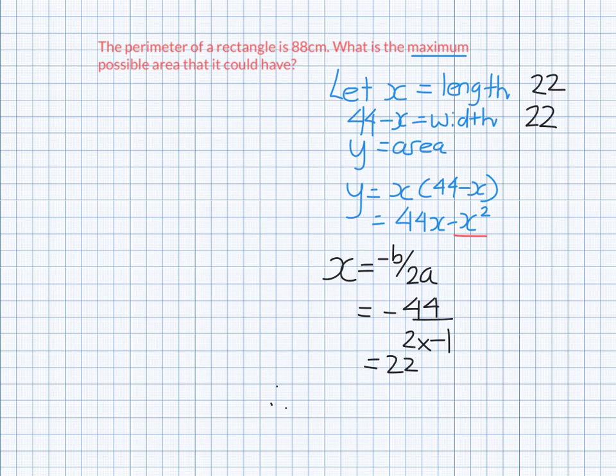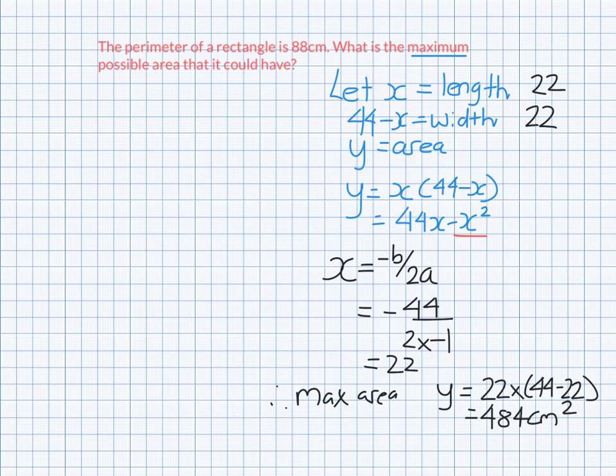So therefore, the maximum area is just going to be area equals 22 times 44 minus 22, 22 times 22, which is 484 centimeters squared. That's the maximum possible area. So yes, this shape would be a square because the length and width would be the same, but a square is a type of rectangle. So there we're done. The maximum possible area is found.